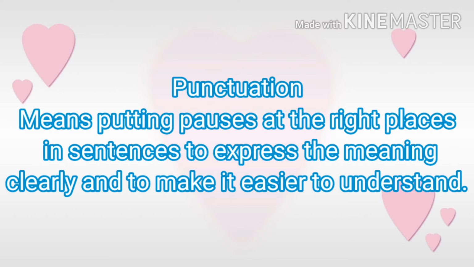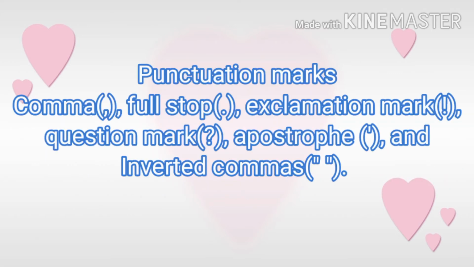Punctuation. Punctuation means putting pauses at the right places in sentences to express the meaning clearly and to make it easier to understand. Types of punctuation marks are comma, full stop, exclamation mark, question mark, apostrophe, and inverted commas. Let's read these punctuation marks in detail one by one.